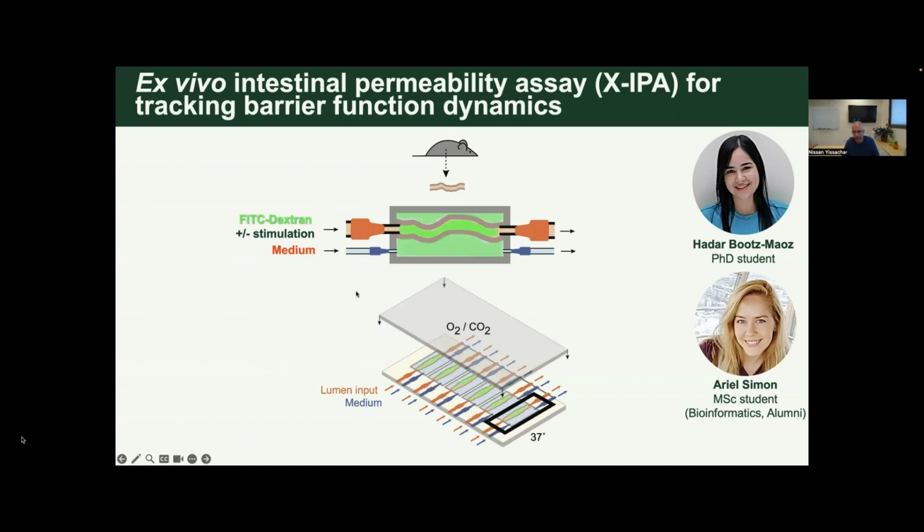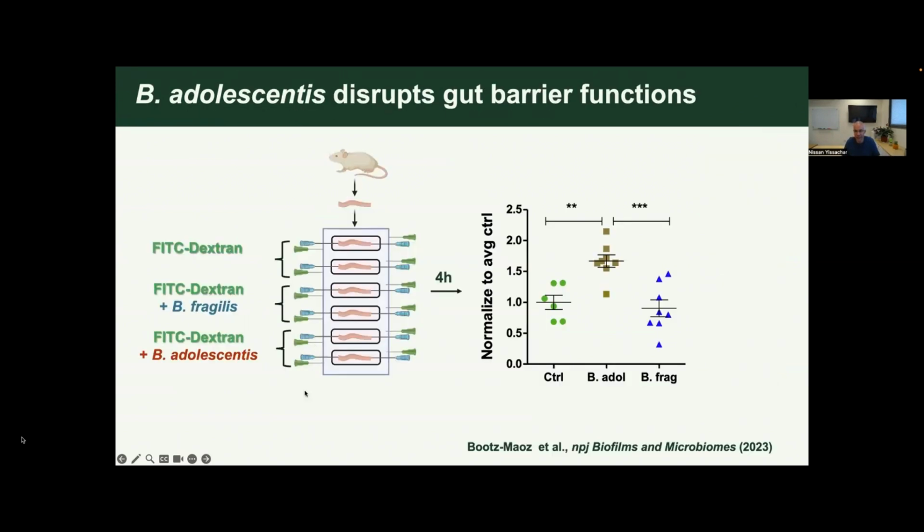We can do so using the gut organ culture device for up to 6 intestinal fragments in parallel. And the cool thing is that since we're working on the bench, we can track changes to gut permeability in real time. So just to show you a few results, we can see that infusion of B. adolescentis into gut organ cultures results in a very rapid and very significant increase in gut permeability within the first few hours, but not control bacteria.